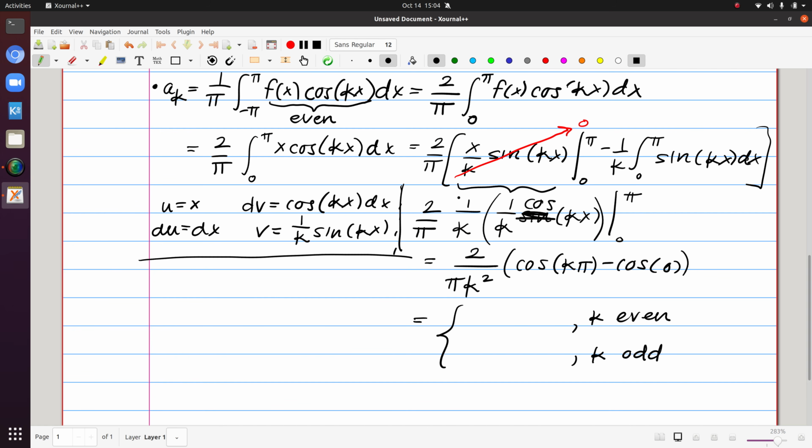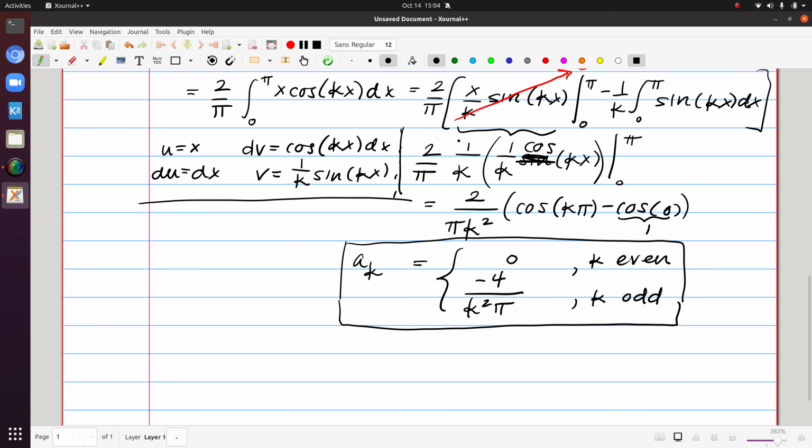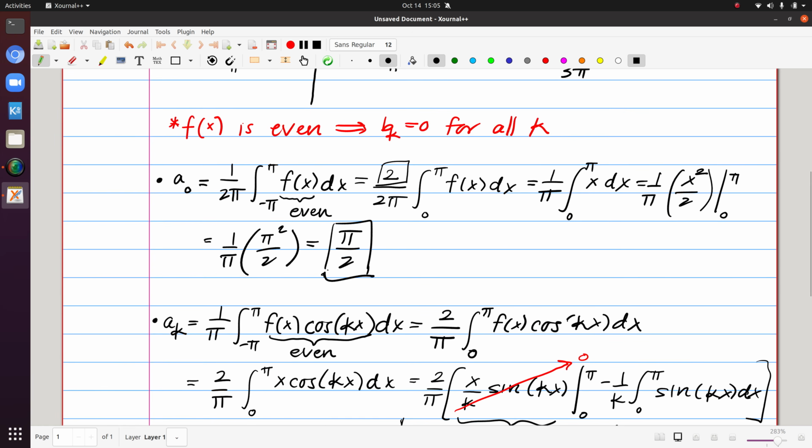One when k is even, and one when k is odd. So when k is even, cosine of k pi is positive 1, which would always mean that this, in parentheses, would simplify to 1 minus 1 or 0. When k is odd, then we would get minus 1 minus 1, so minus 2 in there, and that would result in a coefficient of negative 4 over k squared pi. So remember that this is our a sub k's. So we have our a sub k coefficients. We earlier found a sub 0 to be pi over 2.